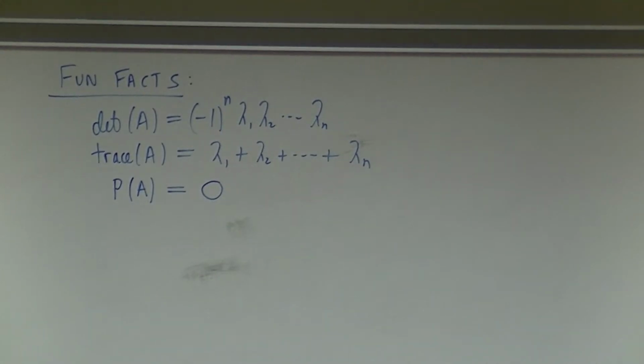All right, so if x1, x2, ..., xk are eigenvectors with distinct eigenvalues lambda 1, lambda 2, ..., lambda k, then x1, x2, ..., xk is a linearly independent set.